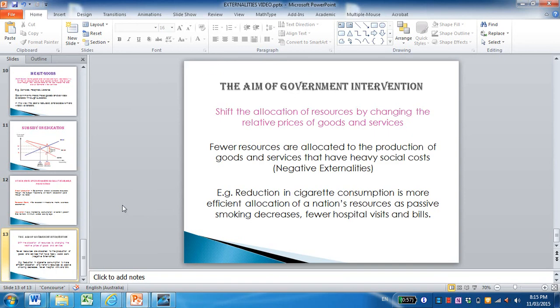Lastly, what's the aim of this government intervention with negative and positive externalities? They want to shift the allocation of resources by changing relative prices. If the relative price of things with negative externalities increases, fewer resources are allocated to that area. For example, cigarette consumption is taxed. And they want to decrease the relative price of goods that have positive externalities by subsidising production, and more resources will get allocated to that area because it is more profitable. So that's how they work. That is what positive and negative externalities are, and how the government intervenes to try and get a more socially optimal allocation.